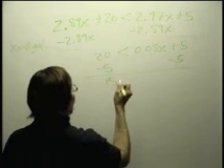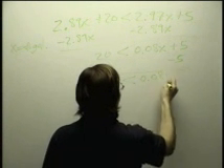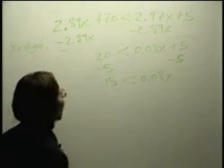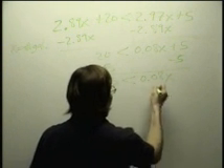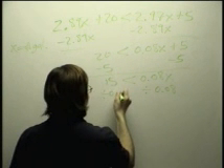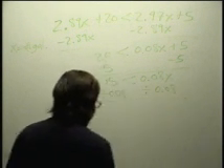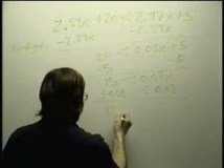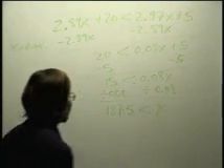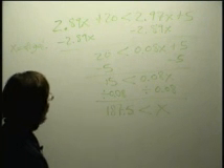I have 15 is less than 0.08x. Finally, I'm going to isolate my x by dividing by that coefficient, 0.08. Again, I have to do that on both sides. And so I end up with 187.5 is less than x. Still less than because I divided by a positive number.